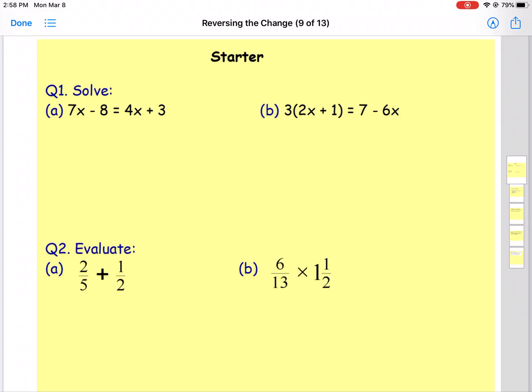This is a video lesson for percentage change or reversing the percentage change calculations. We have got a starter here to complete first. Please do that and then come back on for the answers.